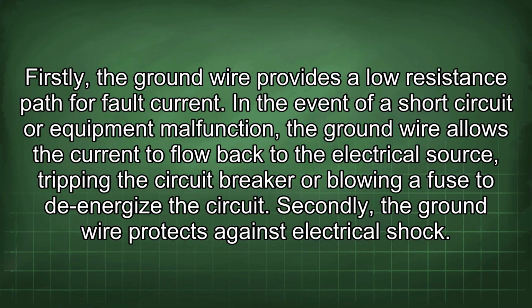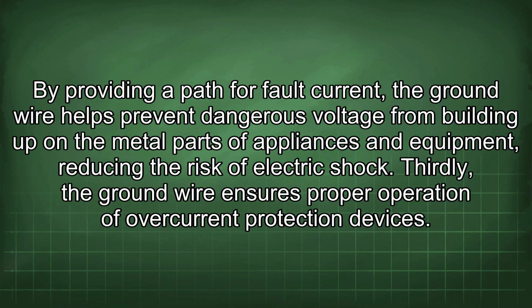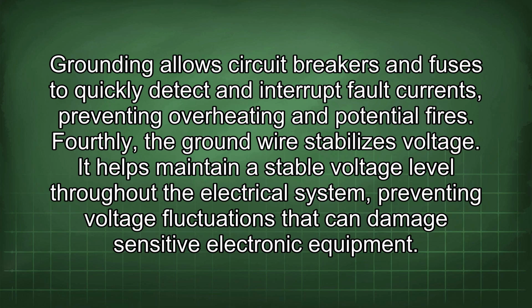Secondly, the ground wire protects against electrical shock. By providing a path for fault current, the ground wire helps prevent dangerous voltage from building up on the metal parts of appliances and equipment, reducing the risk of electric shock. Thirdly, the ground wire ensures proper operation of overcurrent protection devices. Grounding allows circuit breakers and fuses to quickly detect and interrupt fault currents, preventing overheating and potential fires.